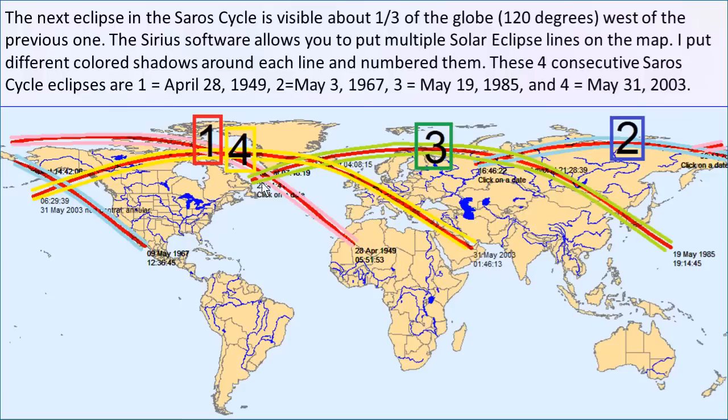So, for example, I put 4 consecutive eclipses in the Saros cycle. Number 1, I put a little pink border around these so you could follow them. The first one ends over here in Northwest Africa. This is on April 28th, 1949. This is just an arbitrary solar eclipse. It happens to be the one before I was born. I'm just picking any old solar eclipse. This happens to be a partial solar eclipse, nothing special about it.